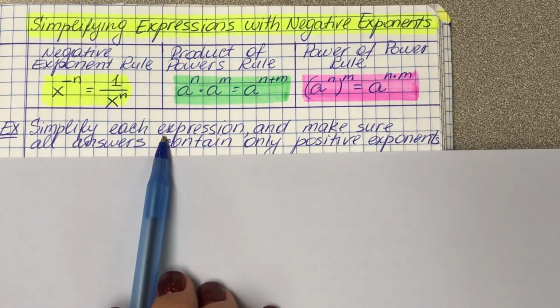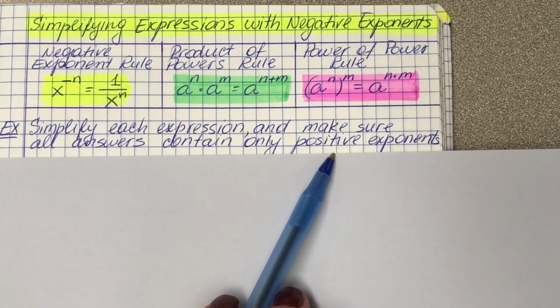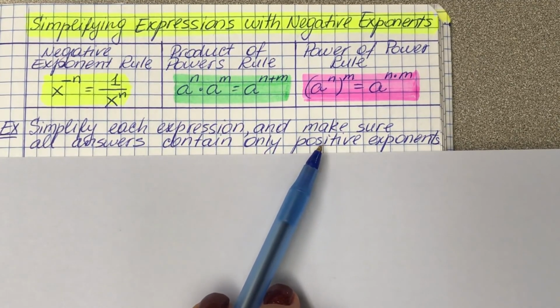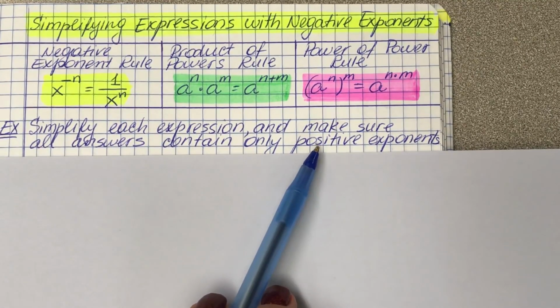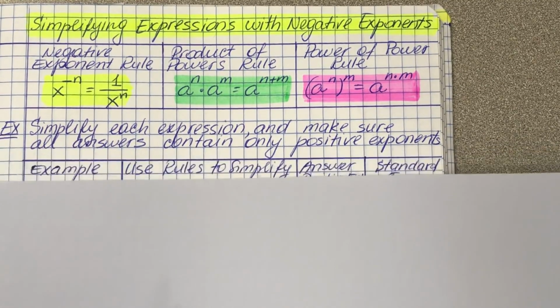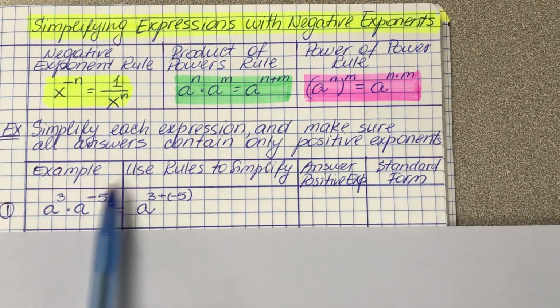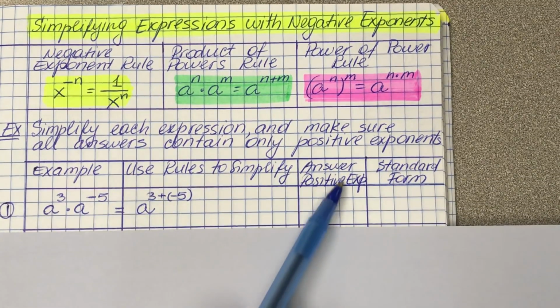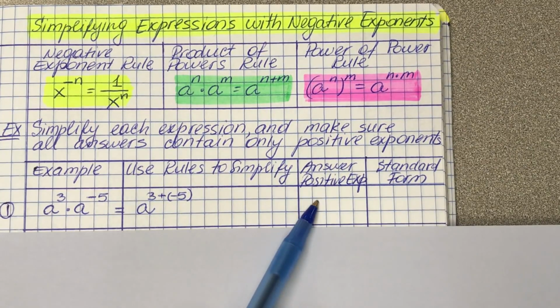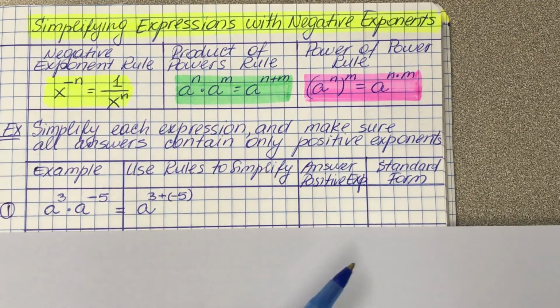We're going to simplify expressions and make sure that all the answers have positive exponents only. So in our answer, in a simplified expression, we must have only positive exponents. For each example, we are going to use the rules to simplify, make sure we have the answer with positive exponents, and some expressions can be evaluated further to standard form. I'll show you exactly what that means.